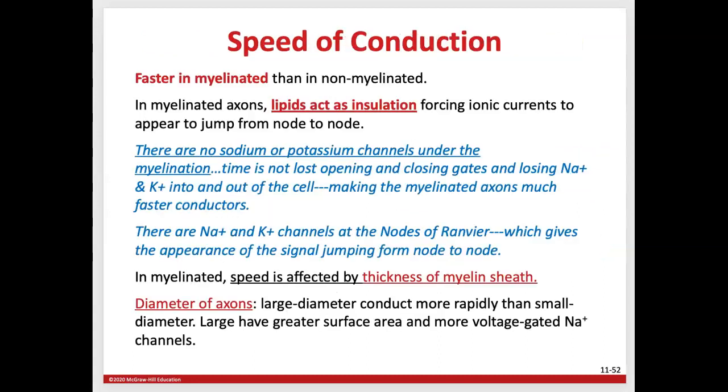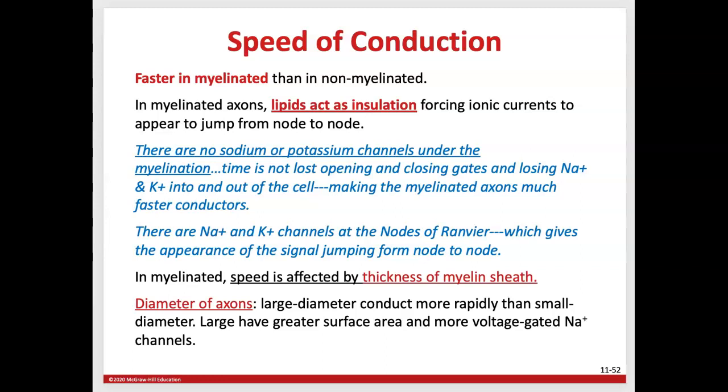All right, so speed of conduction. It's faster in myelinated axons. The lipids in the myelination act as insulation, and that forces ionic currents to appear to jump from node to node. It's not really jumping, but it's being forced through a little faster. There are no sodium or potassium channels under that myelination, so no time is lost during the opening and closing of gates. And that just makes the myelinated axons much faster. So white matter or myelinated axons conduct a faster stimulus.